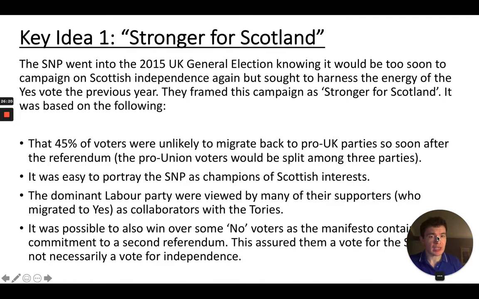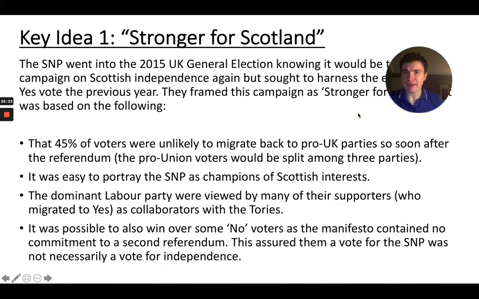benefit to us. Okay, and here are the key principles for that campaign, Stronger for Scotland. 45% of voters, and I mentioned this earlier, were unlikely to migrate back to pro-UK parties, at least immediately, so soon after the referendum. People were, as I said, emotionally invested in yes in the independence referendum, and many of them couldn't see themselves voting for any other party than the SNP, unless it was a Green Party or one of the left-wing pro-independence socialist parties. But they viewed the SNP as the party that best represented them.